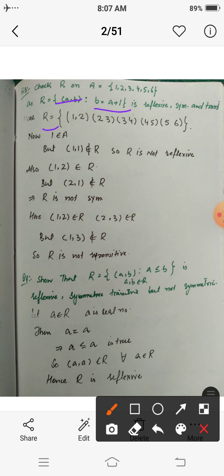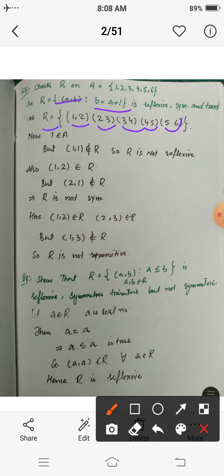This means that R equals, now when a is 1, b equals 1 plus 1, that is 2: (1, 2), (2, 3), (3, 4), (4, 5), (5, 6). Now if we put a equals 6, then b comes out to be 7, but 7 does not belong to this A, so we have to stop here, or we can simply say that R contains only these 5 elements. Now we have to check its reflexivity.